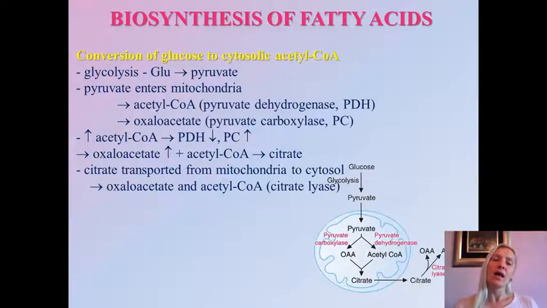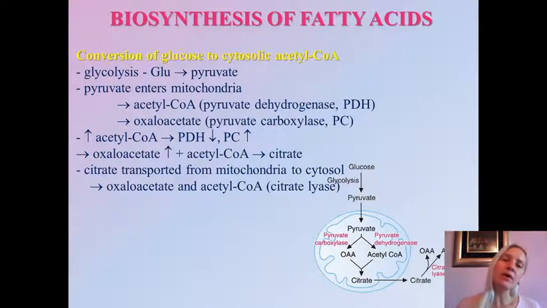So, as I've mentioned at the very beginning, the major portion of fatty acids and carbon atoms for fatty acid synthesis is obtained from sugars, obtained from glucose. So let's discuss a little bit about the conversion of glucose to cytosolic acetyl coenzyme A required for the fatty acid synthesis. So you remember the glycolytic pathway throughout which we are degrading glucose to pyruvate.